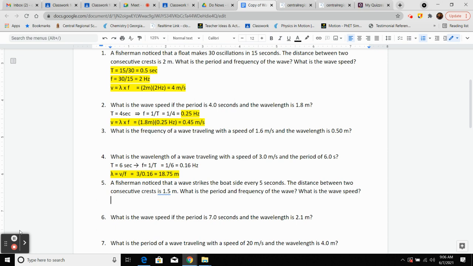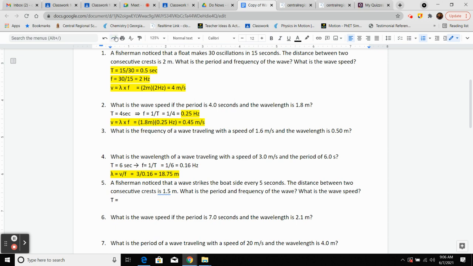Now, number 5. Number 5 says, a fisherman noticed that a wave strikes the boat every 5 seconds. The distance between 2 consecutive crests is 1.5 meters. What is the period and frequency of the wave? And then what is the wave speed?